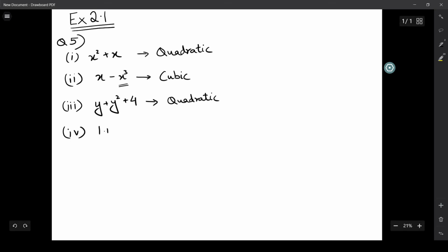The fourth part is 1 plus x. The highest power of the variable x over here is 1, which makes this a linear polynomial. The fifth part is 3t. The variable t over here has the highest power of 1, which makes this also a linear polynomial.